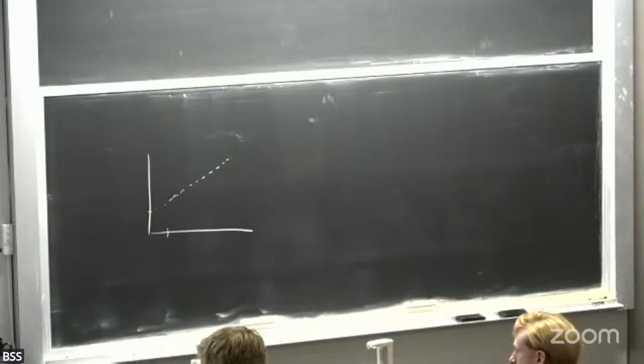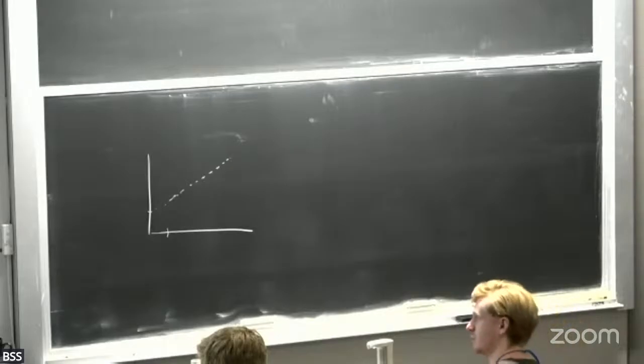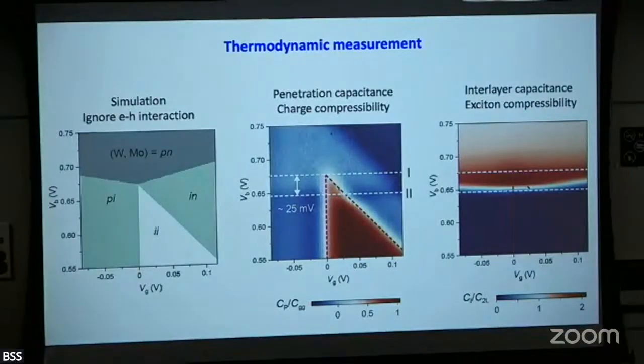Okay, so now let's put everything together, right? So this is just a simulation ignoring electron hole. And this is the penetration capacitance that measures the charge compressibility. Remember, the red triangle is from charge compressibility. You have insulator in both layers. And on the right-hand side is the exciton compressibility from the interlayer capacitance. Red means you can inject the exciton, and the blue means you cannot, right? So let's compare the two carefully.